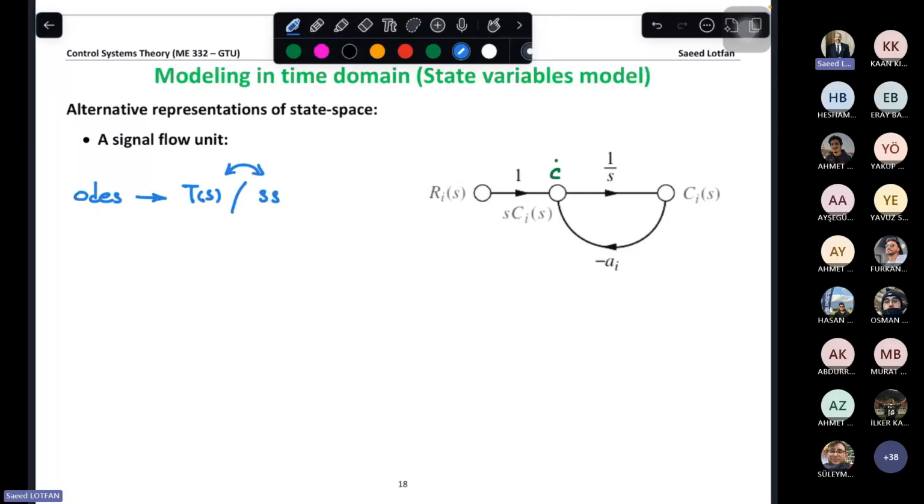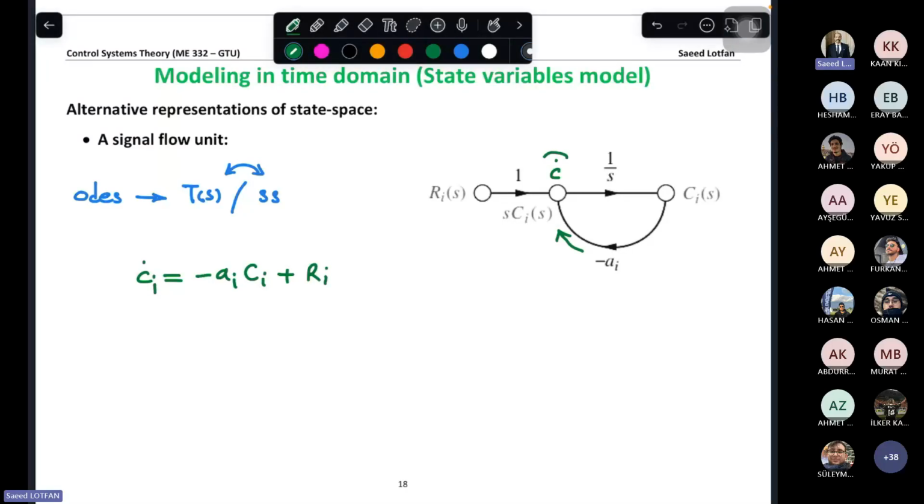Now we want to show this simple example, the equation of this simple example, as a review to go for alternative representations. We have 4 different alternative representations. This C dot signal here is like the equation I want to write: minus AI multiplied by CI, plus RI gives me CI dot.